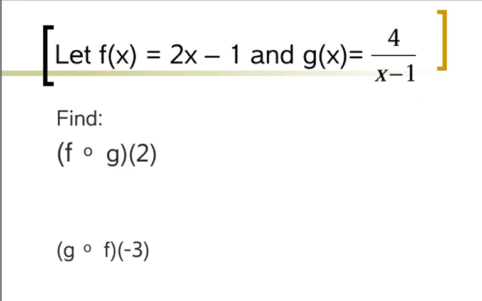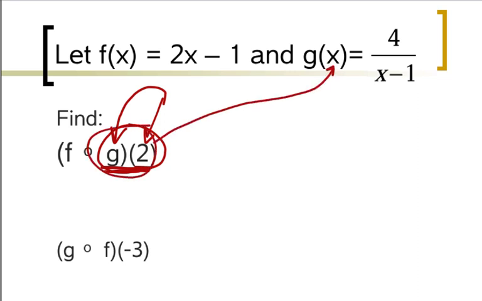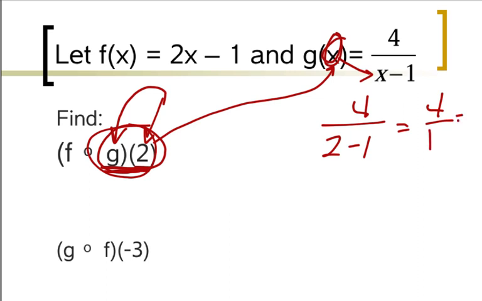Now what I always do is I have my students circle the number and the closest letter that it's next to. That's where you're supposed to start with these composition of functions. So I take the 2 and plug it into the g function first, whatever it's next to. Now that means I'm supposed to put a 2 wherever there's an x. So really that means 4 over 2 minus 1. If I work that out, I get 4 over 1, which is just 4. So g of 2 is 4.